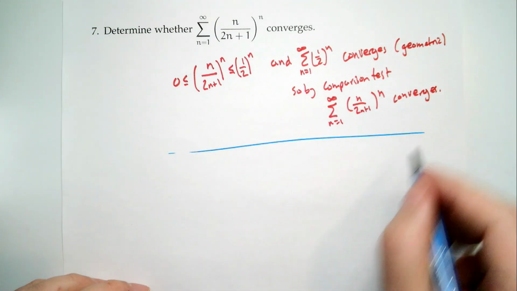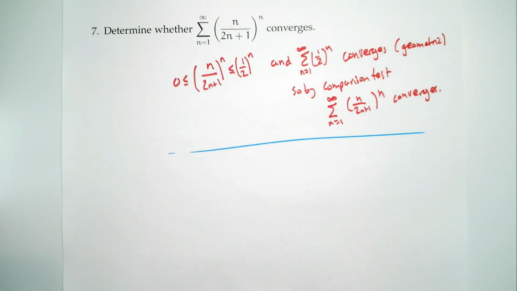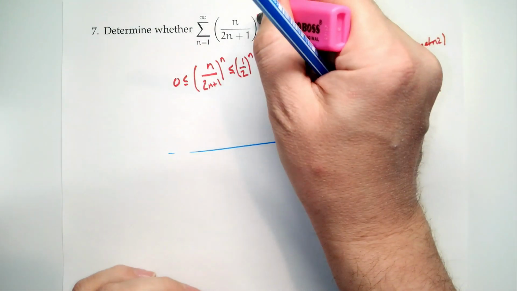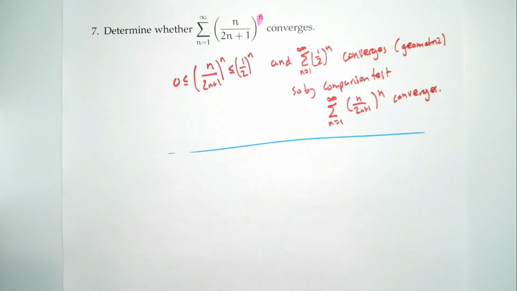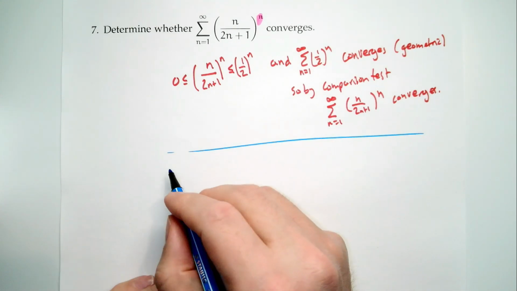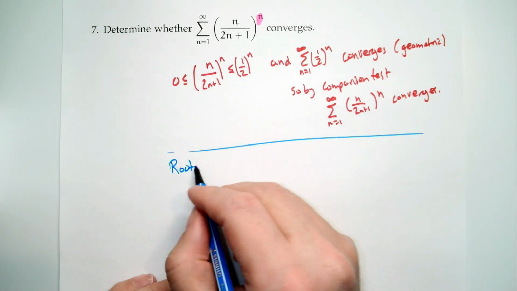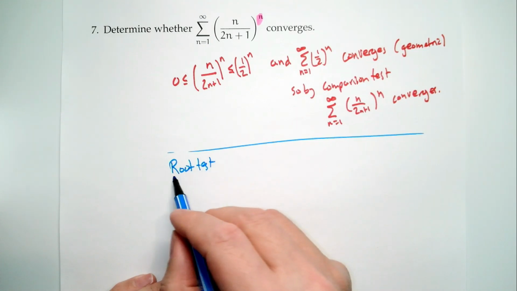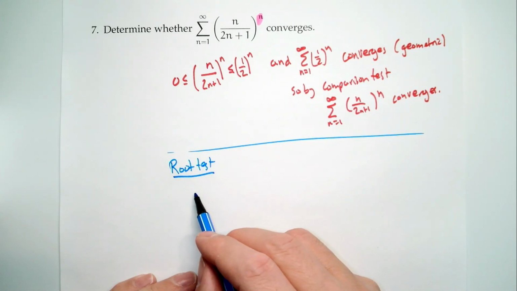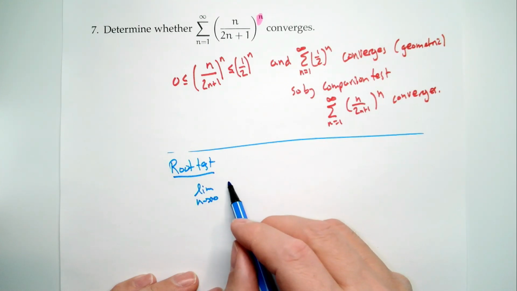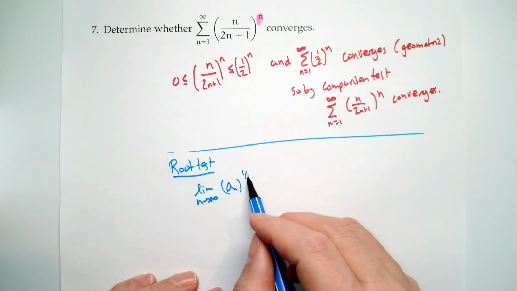Now, how can we do it twice? Well, notice something: this thing right here, the nth power. When you see something to the nth power, you can think of a root test. Right? Well, what does the root test say? It says take a limit as n goes to infinity of a_n to the 1 over n.